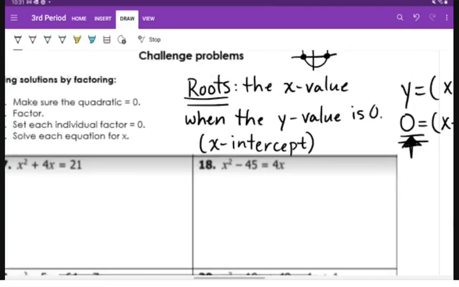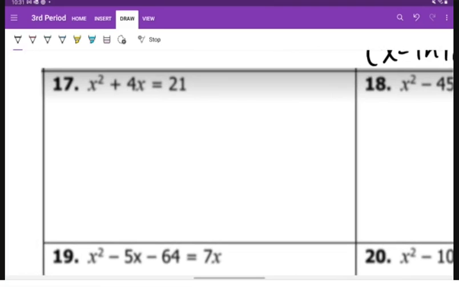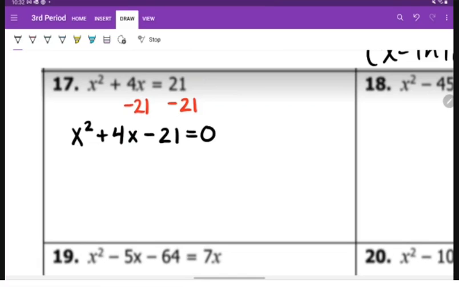So take a look at 17. We can't solve this because it doesn't have a 0 on one side. So the very first thing we have to do is get a 0 over there on the right. Currently, there's a 21, but we want that to be a 0. So we're going to subtract 21. But if you do it on the right, you have to do it on the left. You have to make sure your equation stays balanced. So what you end up with on the left is x squared plus 4x minus 21. And on the right, you have an equals 0.